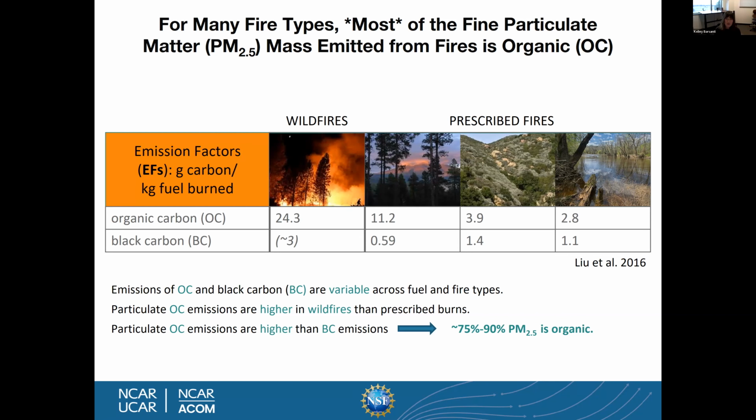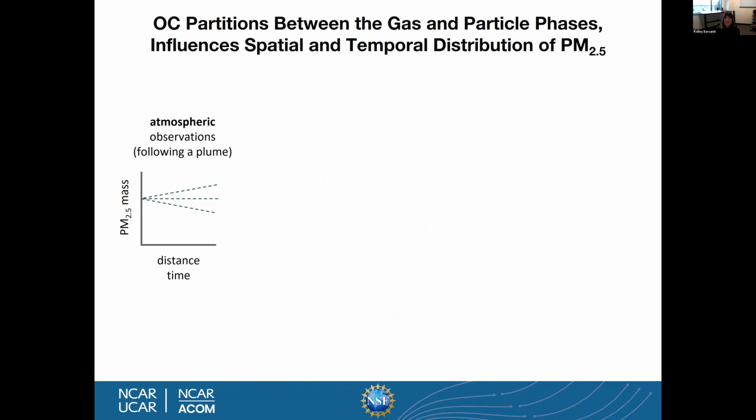And the point really that I wanted to make here is that organic carbon emissions are higher in wildfires than prescribed burns. This is also something that's pretty well understood. But in addition, for most fire types, including an expanded list that aren't shown here, most of this fine particulate matter is organic. So for the fires and fire types shown here, about 75 to 90% of that fine PM is organic. So that's important.